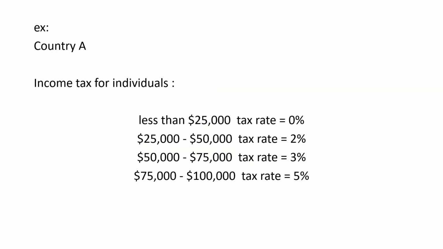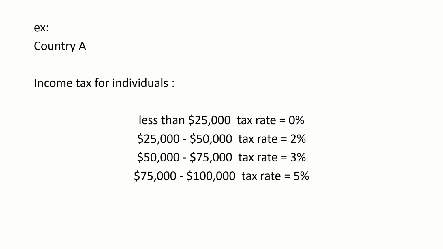Here is an example so that you will understand the progressive taxes. Let's consider country A. Income tax for individuals are as follows. If the income of an individual for a year is less than $25,000, the tax rate is 0, which means they do not have to pay income taxes.